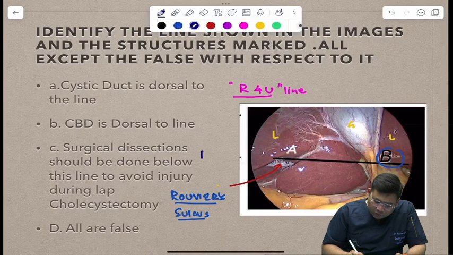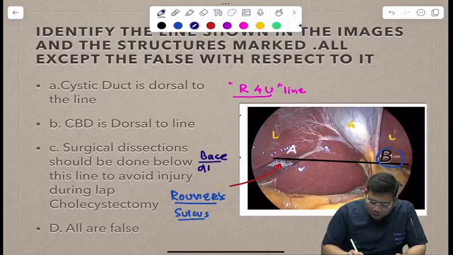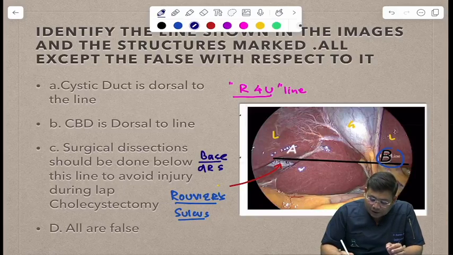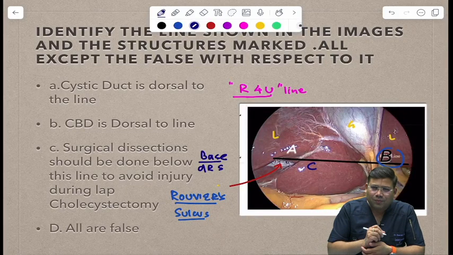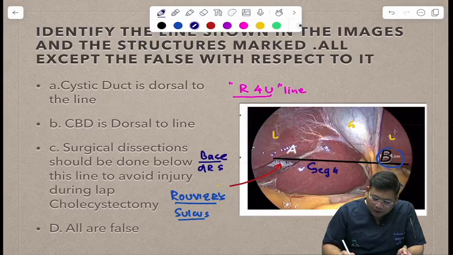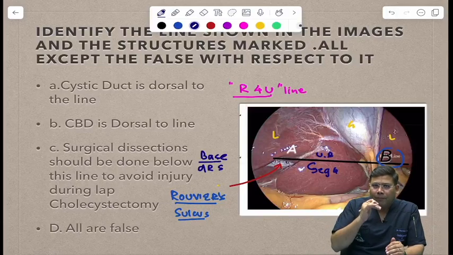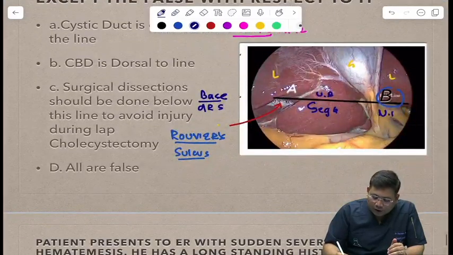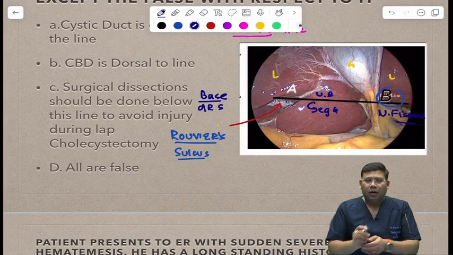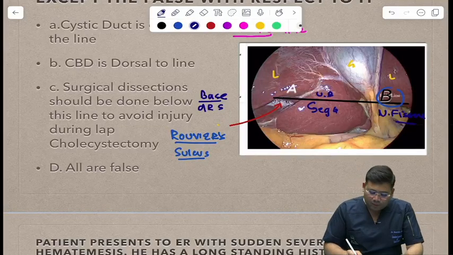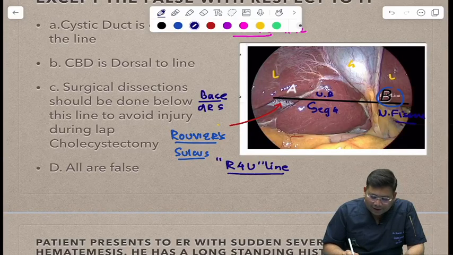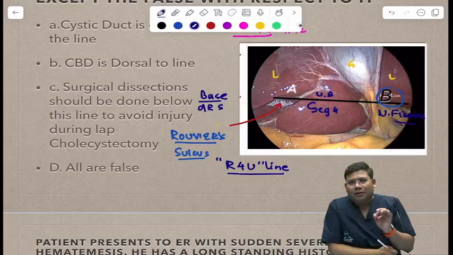So this is a line from the base of Rouviere's sulcus, point number 1. The second point is the quadrate lobe, segment 4, the upper border of segment 4. And here you have a fissure which is known as the umbilical fissure. So the umbilical fissure, segment 4 and Rouviere's sulcus together form a line which is known as the R4U line. And remember, without understanding the location of this line, you cannot start with the dissection.